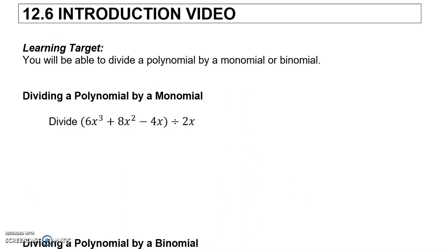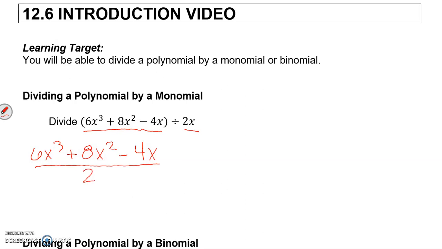All right, so for 12.6, it says we will be able to divide a polynomial by a monomial or a binomial. So here we have 6x cubed plus 8x squared minus 4x divided by 2x. So here's our polynomial and here's our monomial. I'm going to rewrite this as a fraction. So I have 6x cubed plus 8x squared minus 4x divided by 2x.